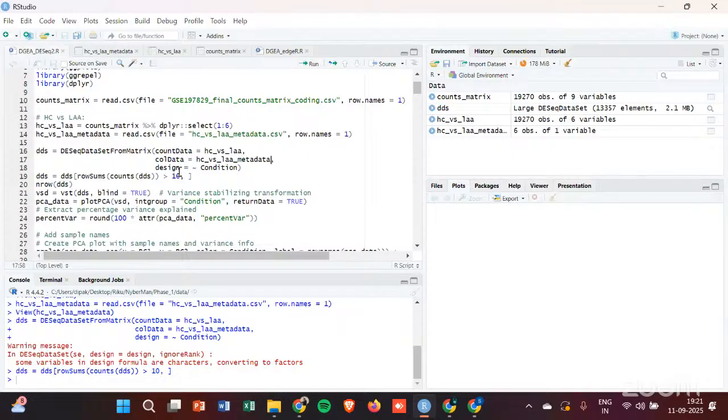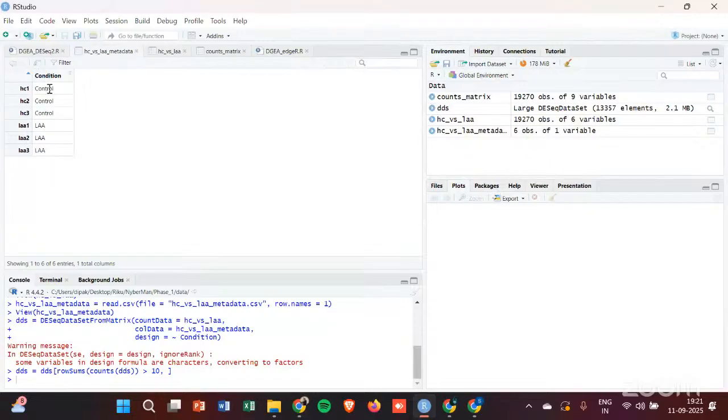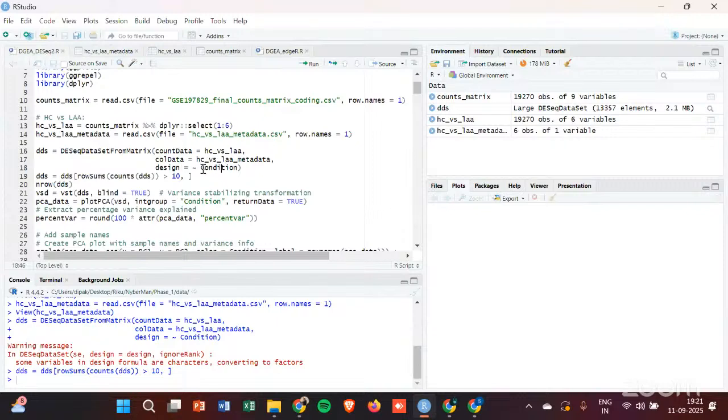The last one is the design. This is your experimental design. Since we are only considering the condition as the only point of difference, whether it is a control sample or a disease sample in our scenario, we have put only condition after this sign, which is known as the tilde. It will be on the top left of your keyboard, usually under the escape key.